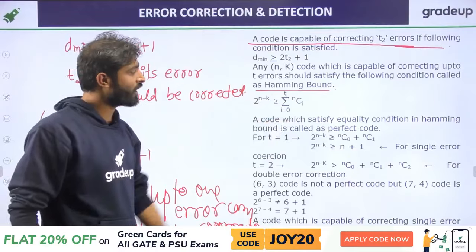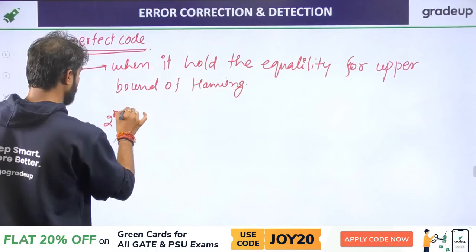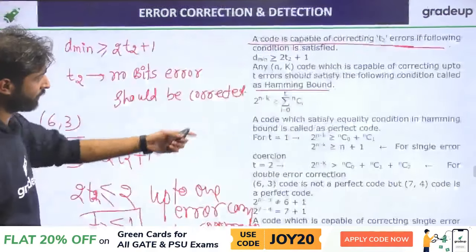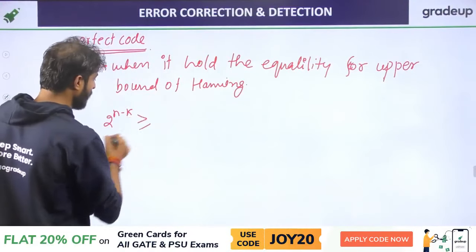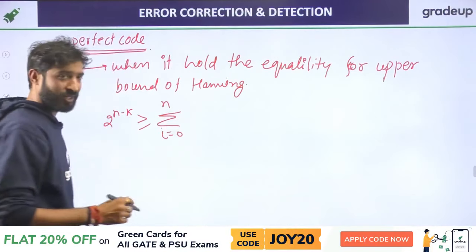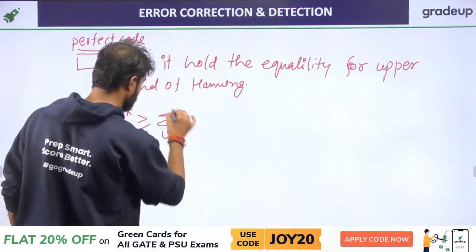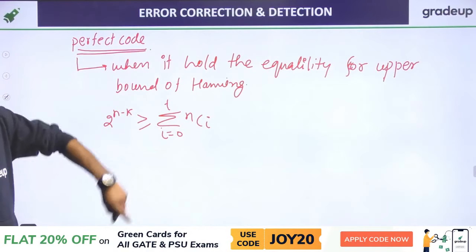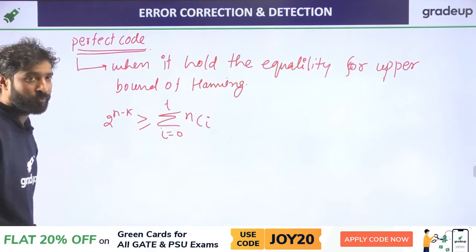That is 2 raised to power n minus k. The condition is given like this, right? Just remember one thing. Sorry, not less than, greater than. I'm writing again. That is greater than equal to summation of, for i equal to 0 to t, nCi. And t is nothing, it is just the up to correction, right? Now for the equality, it should be equal.